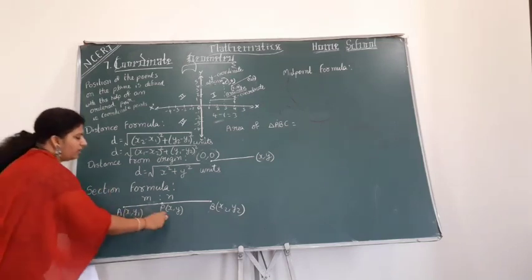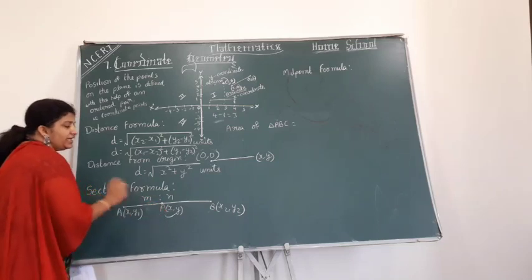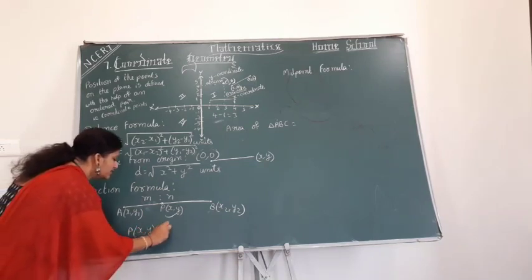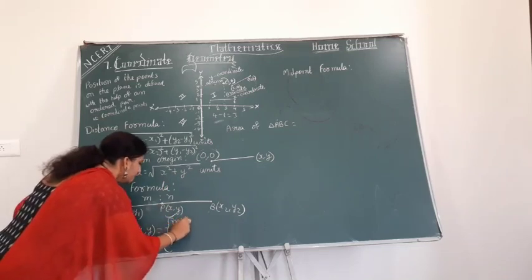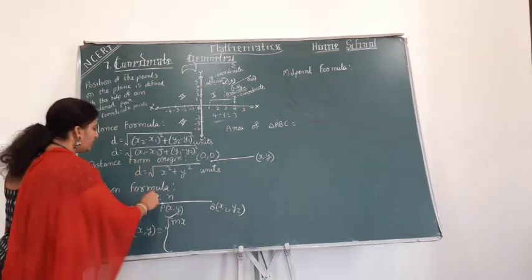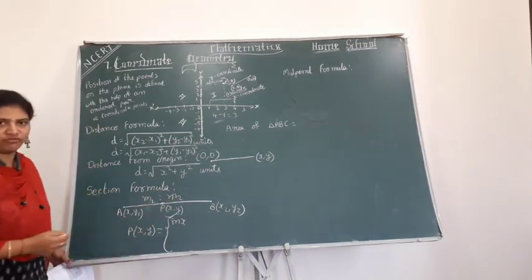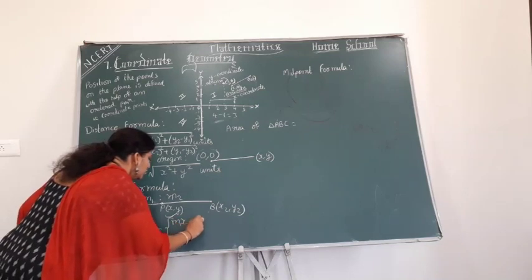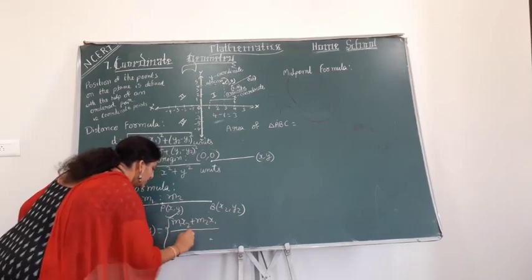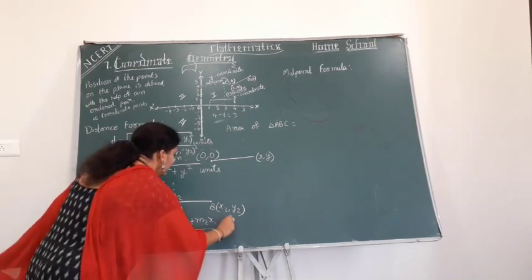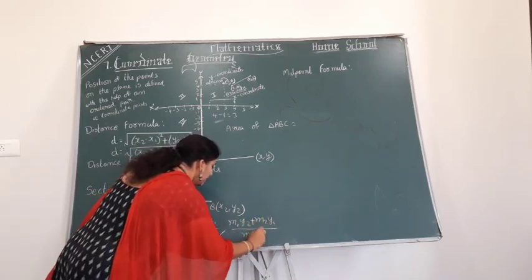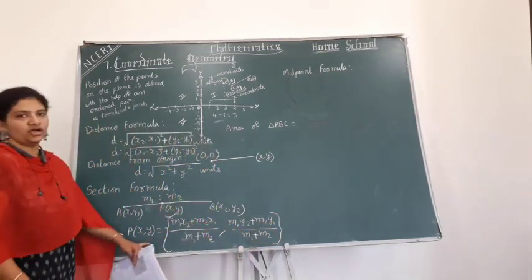But what is the actual formula? We need to find the point where it divides the line. This is the coordinate you should know. So what is the formula? P(x, y) is equal to... In our old textbook we have m, n, but in our new textbook we have m1, m2. Both formulas are right. P(x, y) = ((m1x2 + m2x1)/(m1 + m2), (m1y2 + m2y1)/(m1 + m2)). This is your section formula.